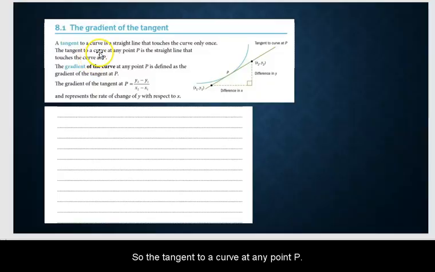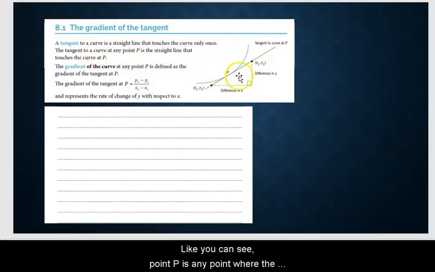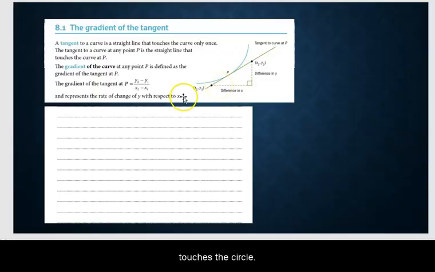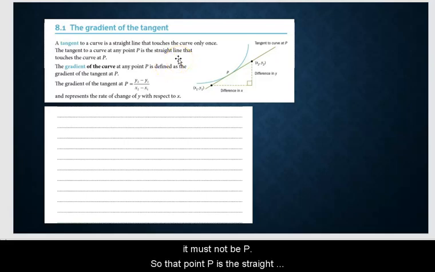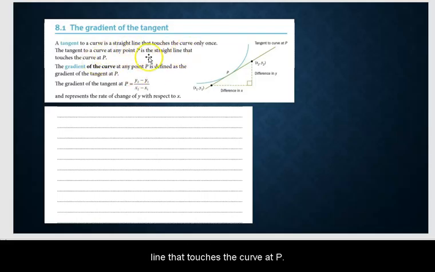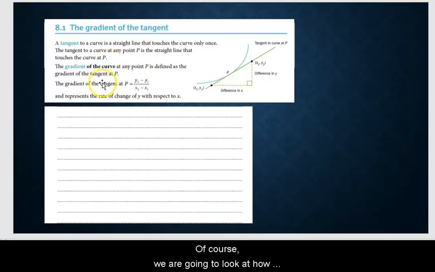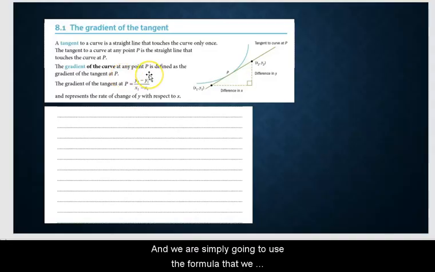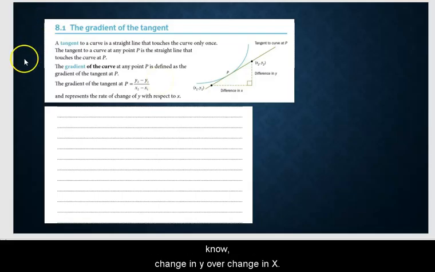So the tangent to a curve at any point P, like you can see, point P is any point where the line touches the curve. By the way, you can call it any letter, it must not be P. So the tangent at point P is the straight line that touches the curve at P. Of course, we are going to look at how to find the gradient of the curve at any point, and we are simply going to use the formula that we know, change in y over change in x.